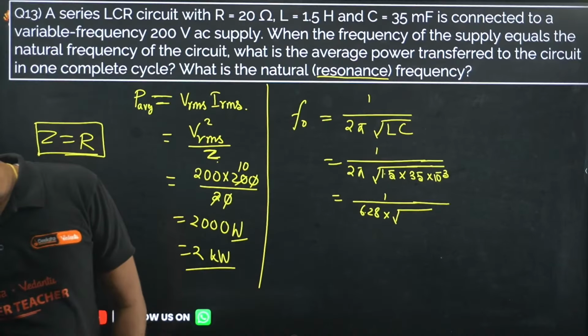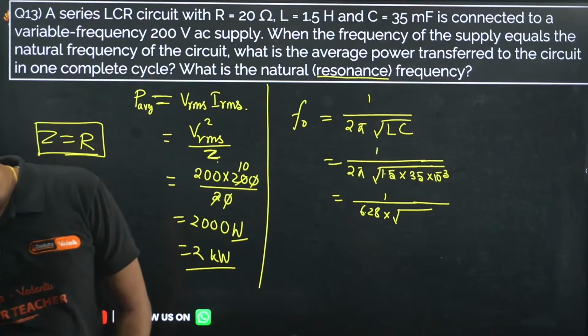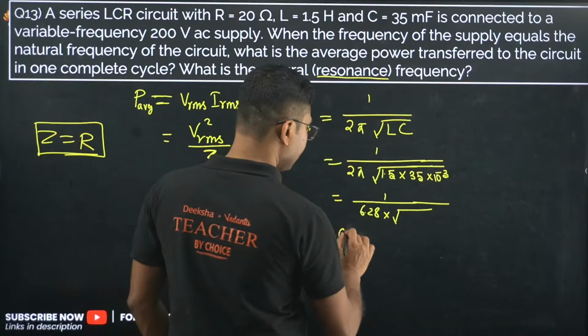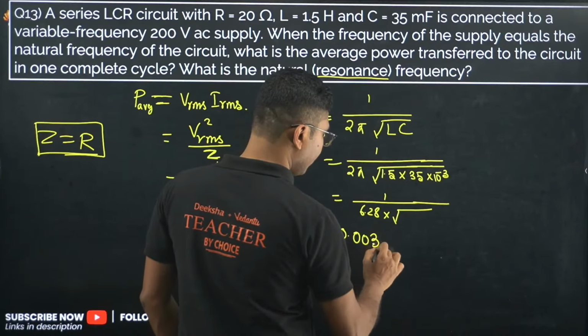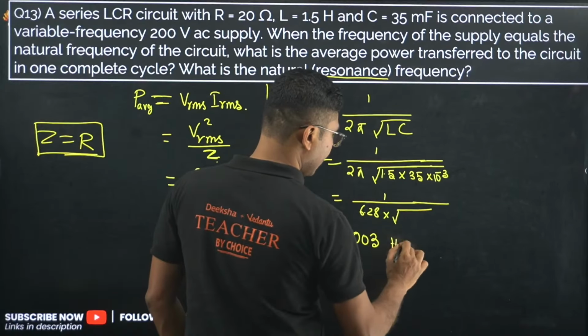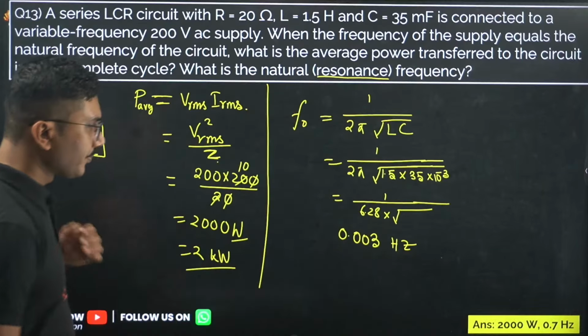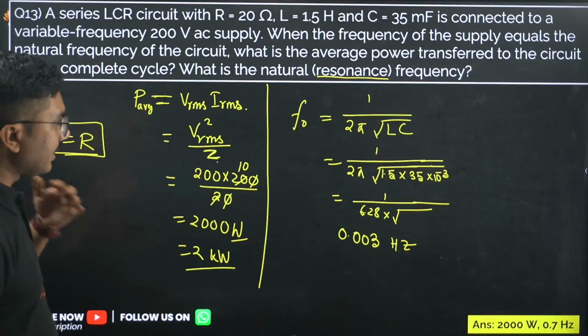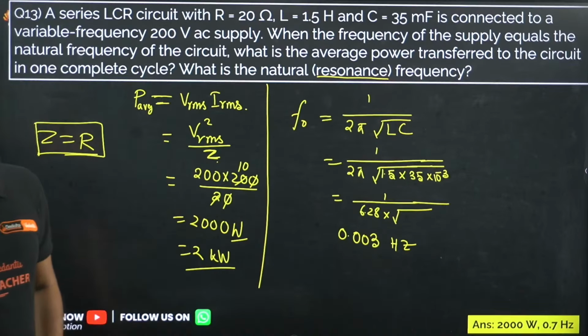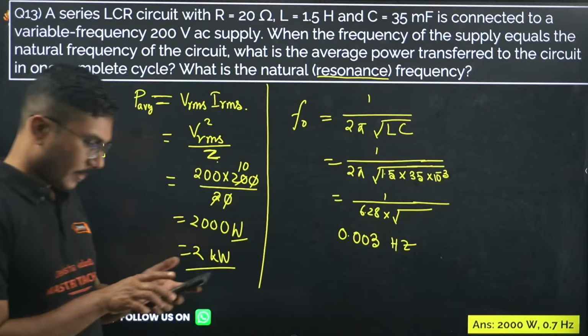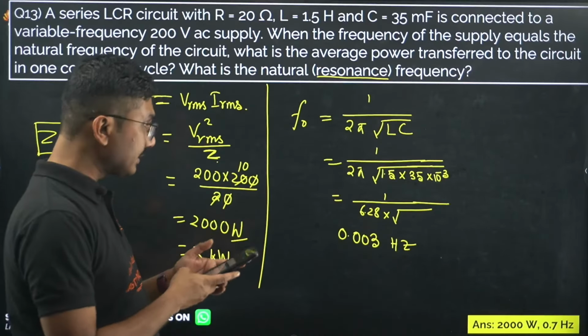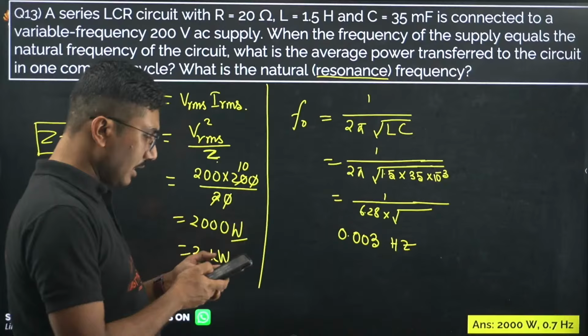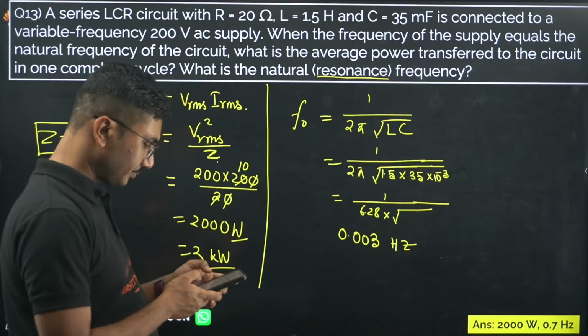Mohi is saying 0.003. Okay, maybe it is correct. 0.003 hertz. Let me see. I have done the calculation. No, it will not be the correct answer. Check the answer once more. It will be wrong. Gia is saying 15.26. It will be 0.7 hertz. Let me use my calculator once.